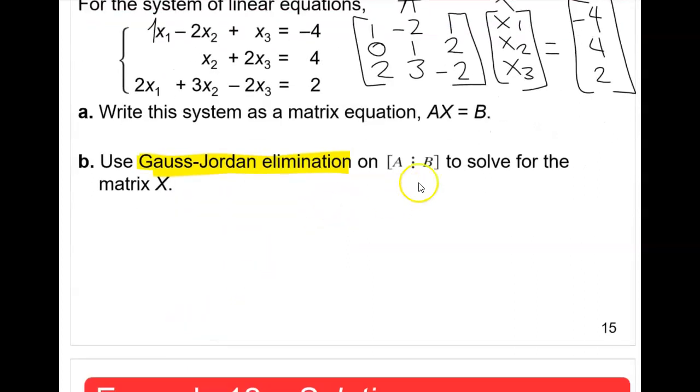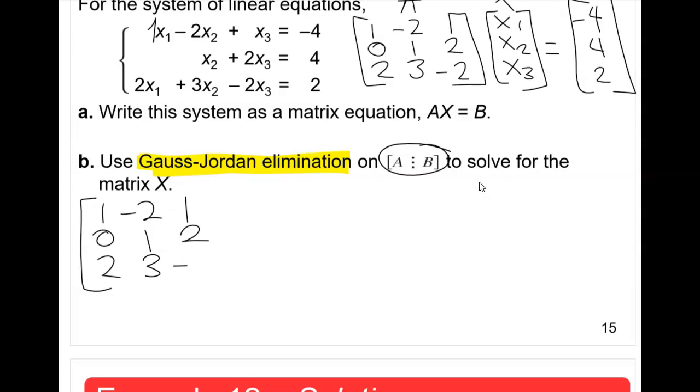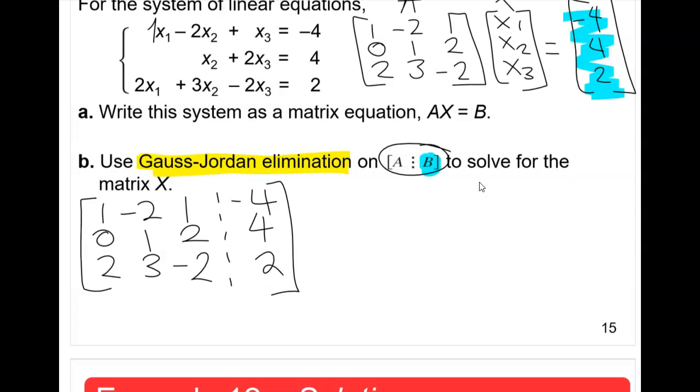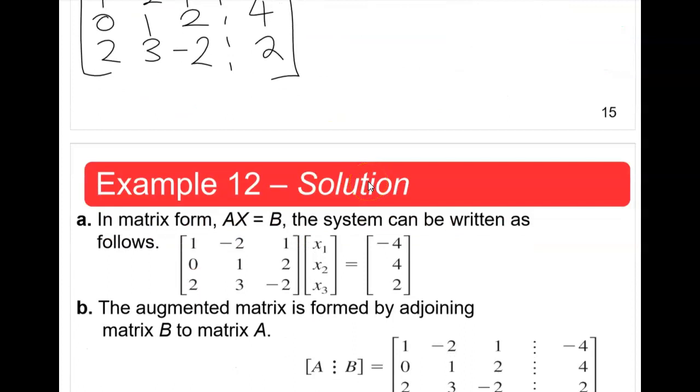So to do the Gauss-Jordan elimination, what we do is we construct something that looks like this. So it will be 1, negative 2, 1, 0, 1, 2, 2, 3, negative 2. And then we have that line in the middle that is kind of like the equal sign. And then we have the matrix B, which are the constants. So I'm going to write that here. Negative 4, 4, and 2. And so that is another way to solve the system.